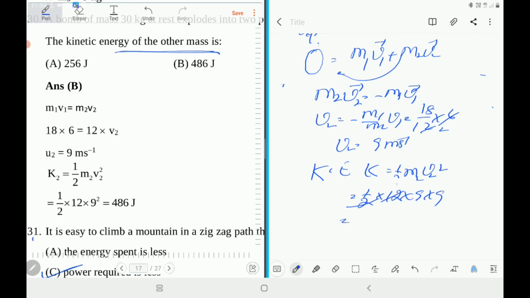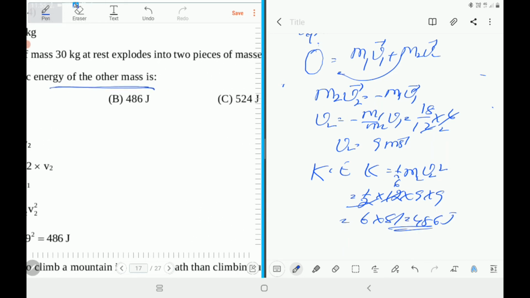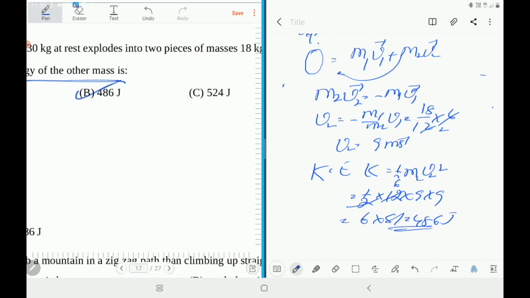So half of 12 is 6, right? That's why it is 6 into 81. 6 into 81 is 486 joule. That's all. So the option is this, B. So like this you can calculate.